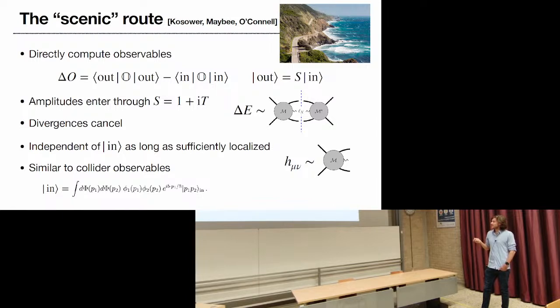It's basically just something you can go through the steps very, very easily yourself. You just define a difference in an observable in between an asymptotic out and an asymptotic in state, and you can find that you can relate this quite straightforwardly to scattering amplitudes. And this is something that's very, very tractable in practice. And it's very similar to what people would do in collider physics.